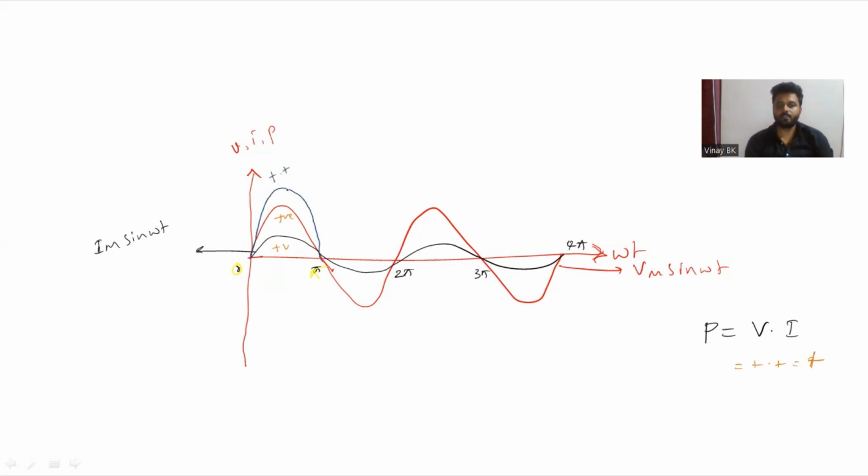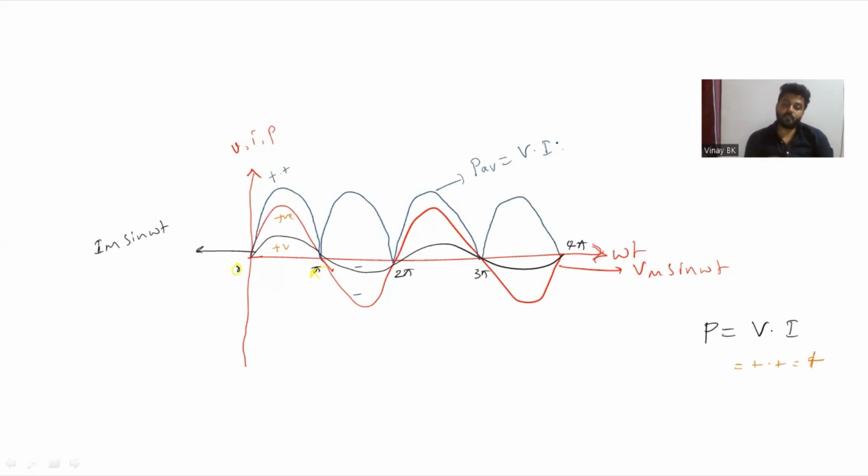Plus into plus, you get positive. Next, the voltage is negative and the current is negative, so minus into minus is nothing but positive again. You get the power waveform again in the positive cycle, and it continues like that. Again, plus into plus is plus, and again minus into minus is plus, so that you can get the average power. This is your average power, that is V into I. It has only magnitude. There is no direction in power, as power is a scalar quantity.